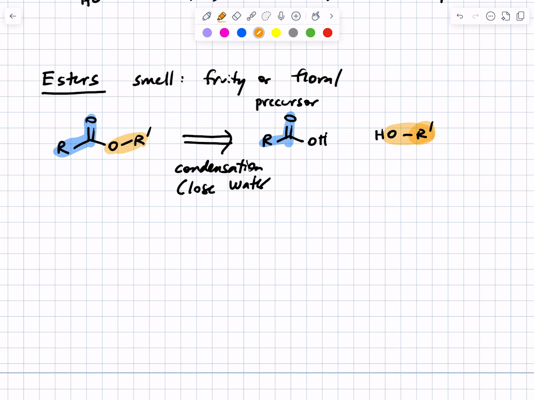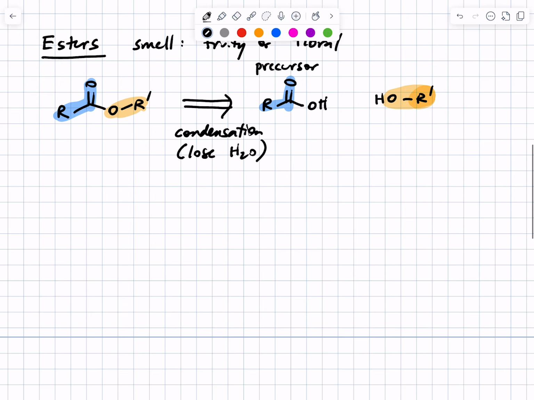So this R group and this oxygen end up in the ester, but the proton and the OH group are lost as H2O in the reaction. That's something you'll learn about in 352, and you'll actually do this reaction if you take the organic lab 353.